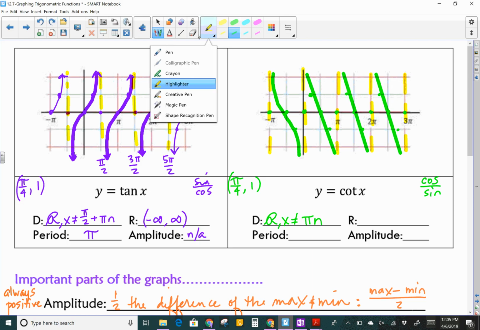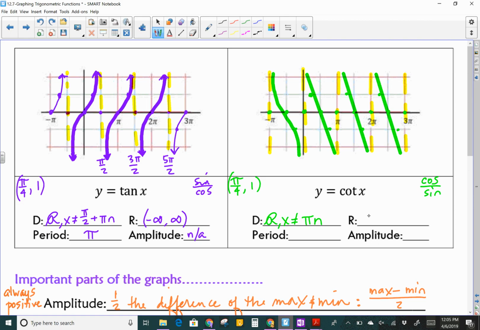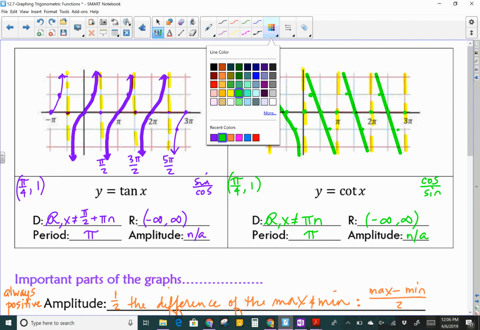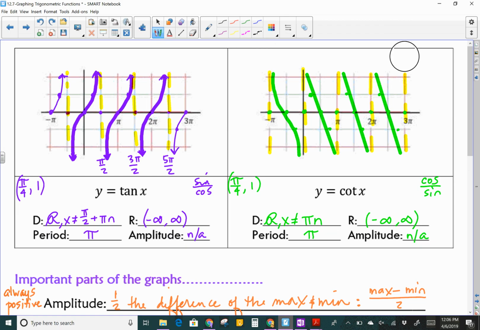And what is my range? Again, negative infinity to positive infinity. Period is pi, and the amplitude is not applicable. One other thing I want to say about this is a way to help you remember where the asymptotes are on these two graphs. If you don't understand right now, just be patient. We'll do some examples and you'll see. But basically, what is key to both of these graphs is remembering where these asymptotes are.